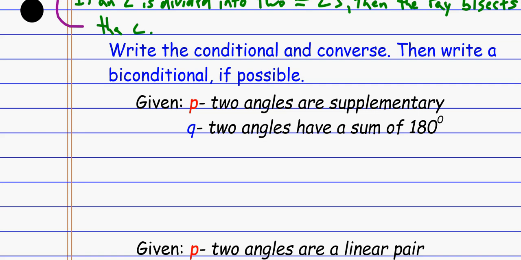If two angles are supplementary, do they have a sum of 180 degrees? And the answer is yes. That was what supplementary angles meant. Okay, so the conditional statement is true. Now let's talk about the converse. All right, the converse, flip it around the other way. If two angles have a sum of 180 degrees, then the angles are supplementary.